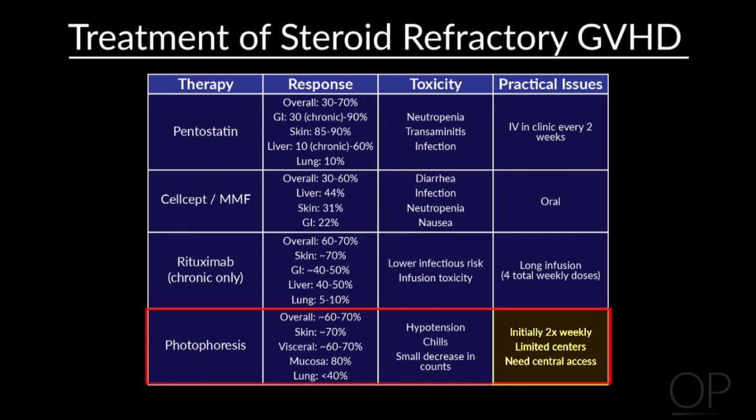So you need to live near a center that can do ECP or photopheresis. There are limited centers for adults and even fewer centers for pediatrics. Additionally, children need to be present in the clinic initially twice a week for an infusion lasting 4 to 6 hours, and that occurs for 12 weeks, and then if the patient responds, is spaced over time.